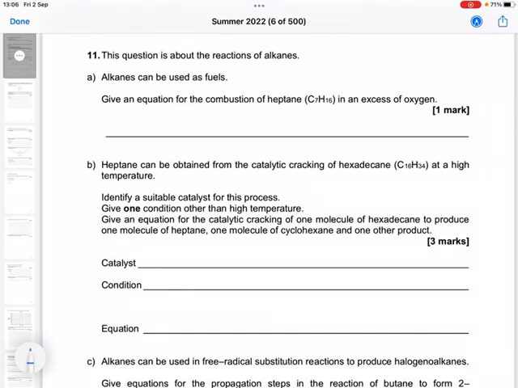This question is about the reaction of alkanes. Alkanes can be used as fuels. Give an equation for the combustion of heptane in an excess of oxygen. So excess means it's going to be complete combustion.